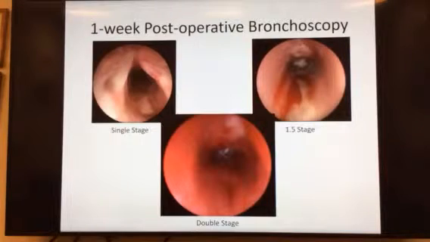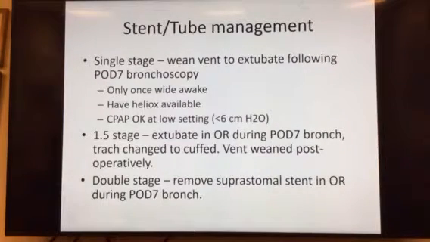So here are some examples of some findings at the 1-week postoperative bronchoscopies for LTRs. On your top left, you have your single stage. This person had a posterior graft. The 1.5 stage also had a posterior graft, and you can see the anterior graft as well. And the double stage also had a posterior and anterior graft, and this is just how they're healing. The double stage picture has a little bit of bleeding there, most likely irritation from the stent.